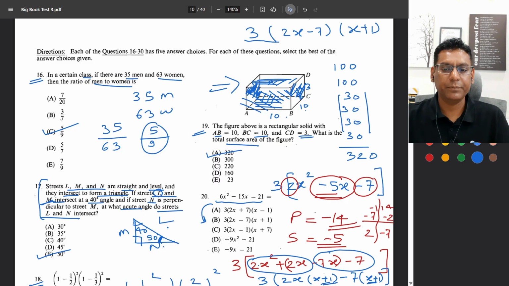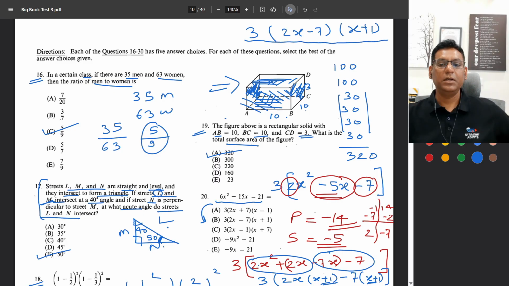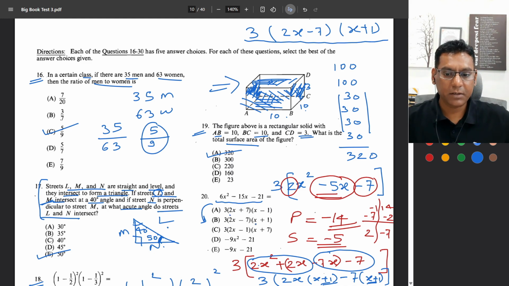I can't simplify this any further. So it is 3 times 2x minus 7, x plus 1. 3 times 2x minus 7, x plus 1. Okay, so it's answer choice B.